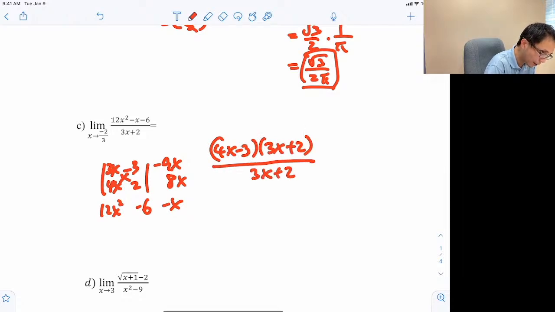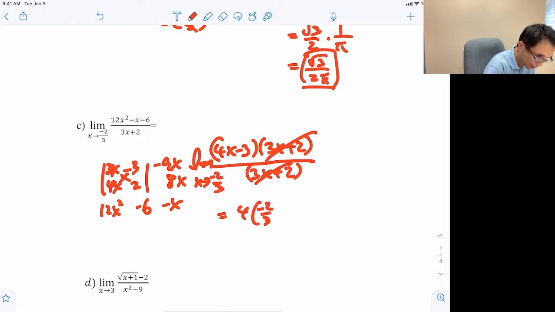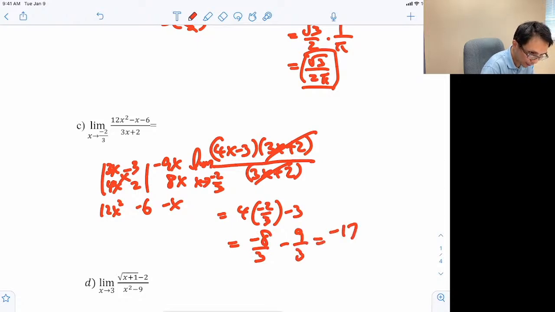And that's nice because this actually removes the discontinuity here. As x approaches negative 2 over 3, this cancels out. That's 4 times negative 2 over 3 minus 3. So that's equal to negative 8 over 3 minus 9 over 3, so it'll be negative 17 over 3.